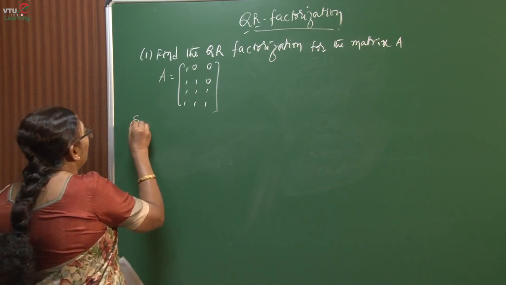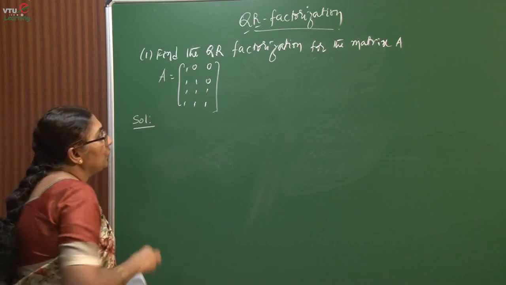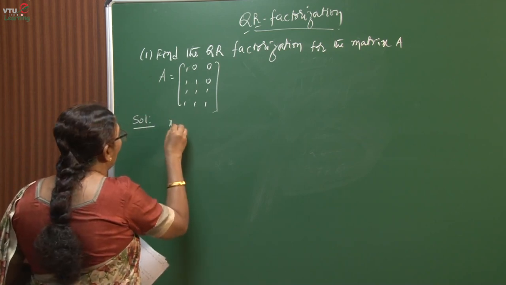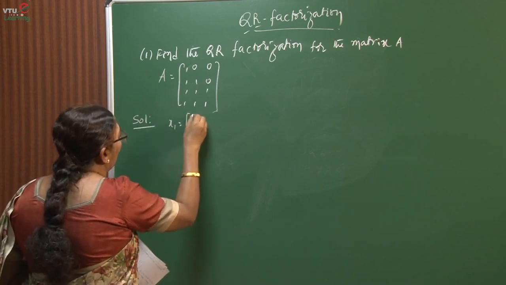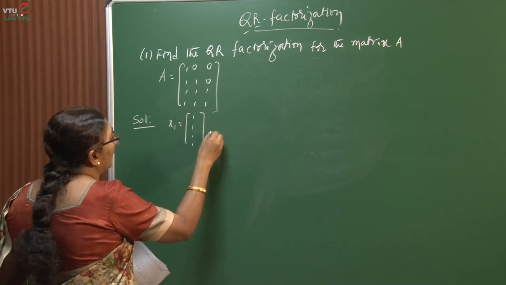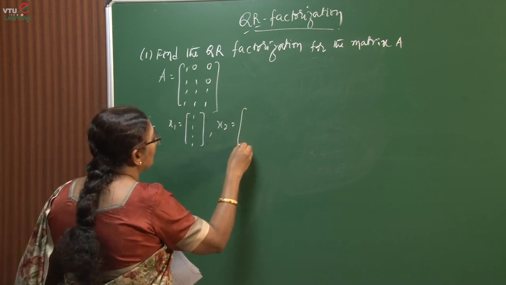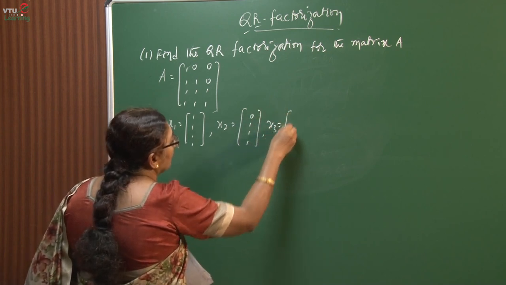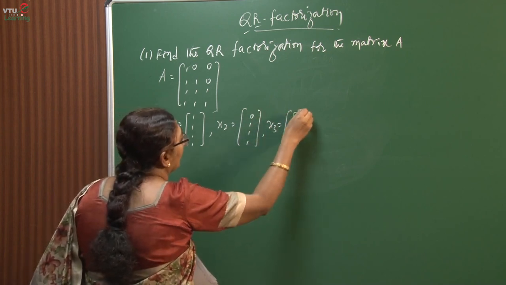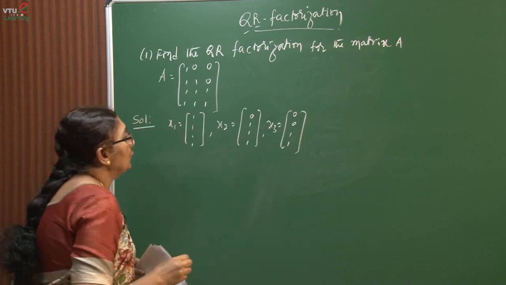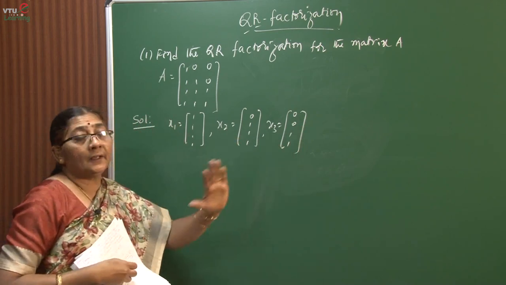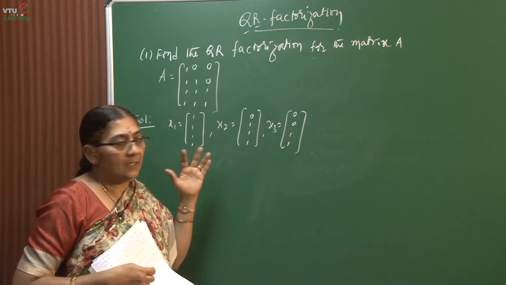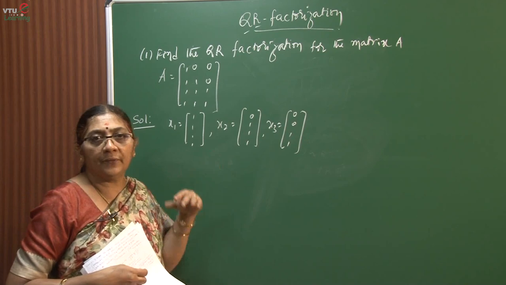Now, the first step is, first you have to take the columns of the matrix. The columns are x1, 1, 1, 1, 1. And x2 is nothing but 0, 1, 1, 1. And then x3 is nothing but 0, 0, 1, 1. Now, these are the things you have. These vectors are non-zero, I agree, but they are not an orthogonal set of vectors.